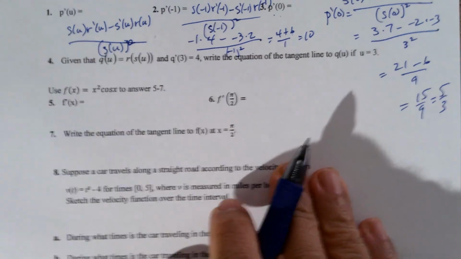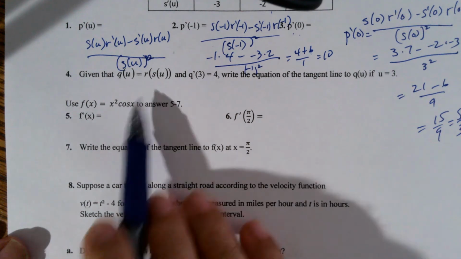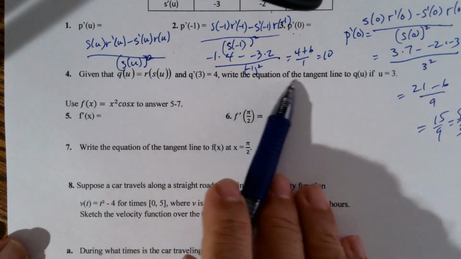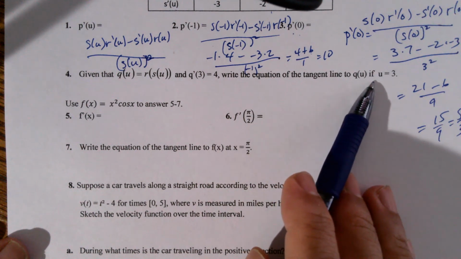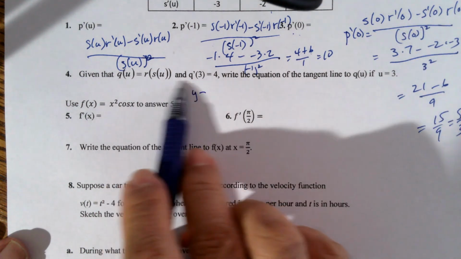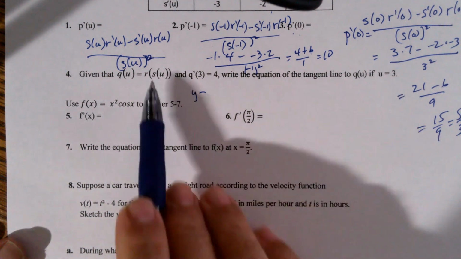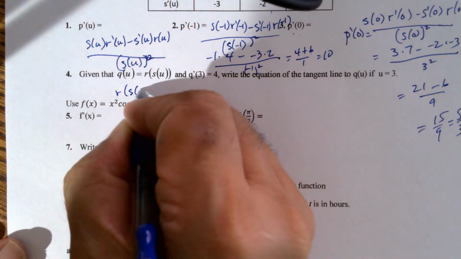Number 4 says, given that q of u is all that, and q prime of 3 is 4, write the equation of a tangent line to q of u if u equals 3. So we're looking at y minus the y value, which I don't have. So that means I'm going to plug 3 into that. So it's r of s of 3.